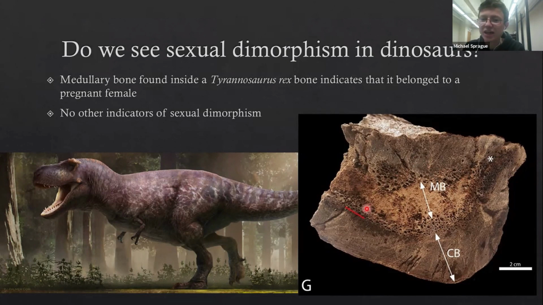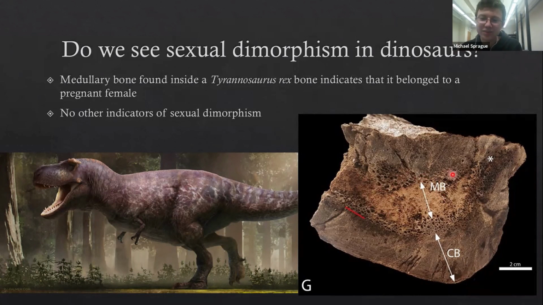Now, obviously, if you haven't figured it out by now, this is not a reliable indicator of sexual dimorphism for a few reasons. First of all, we can't slice open every femur of a T-Rex we have. Second, females are not pregnant year-round, right? So this is just a chance occurrence that this female happened to be pregnant when she died.